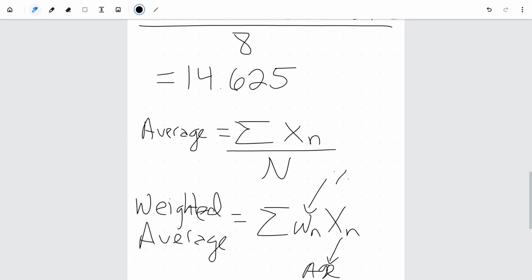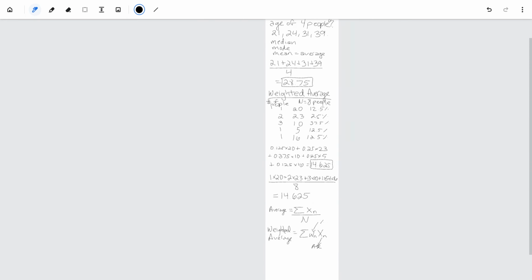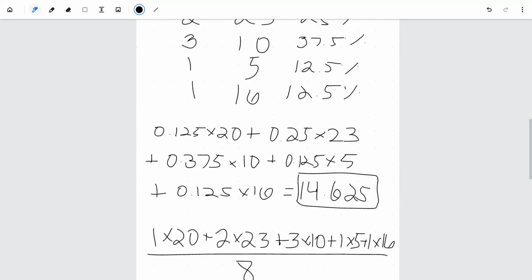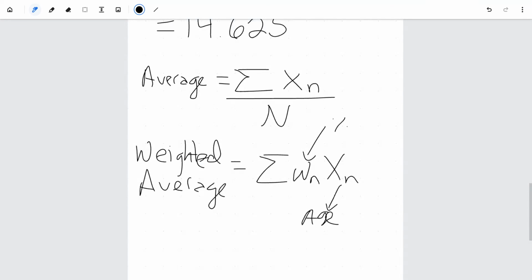Hopefully this is a little bit helpful in trying to figure out how to calculate the average from a data set. I can get into more specific examples, but if you kind of get these general formulas down, then you should be able to calculate the average or weighted average of any data set.